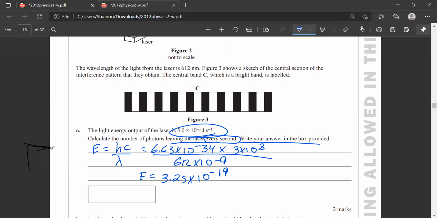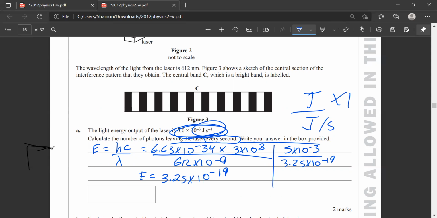So then we have this energy, which is the output, over 3.25 times 10 to the power negative 19. So then the joules over joules will cancel, but this is joules per second. We can just times it by 1 because that's just 1 second, and that will cancel out. So then if we wanted to check our answer, the units should support it.